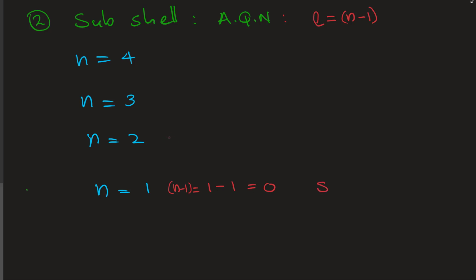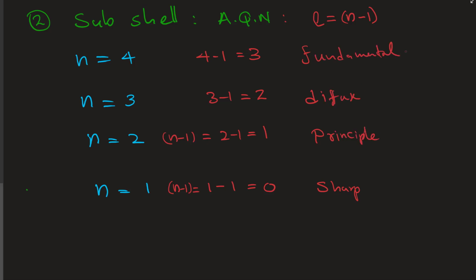So 1 minus 1 is 0, that is called S. And 2 minus 1 is 1, that's called P. And 3 minus 1 is 2, that's called D. And 4 minus 1 is 3, that's called F. They have names actually: sharp, principal, diffused, and fundamental. These are based on their mathematical and spectral studies.